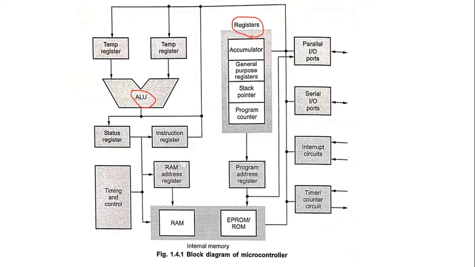So what is the role of the program address register? The program address register is going to locate a specified memory location in the RAM of that accumulator or all the registers. Okay, so this is all about the block diagram of a microcontroller.